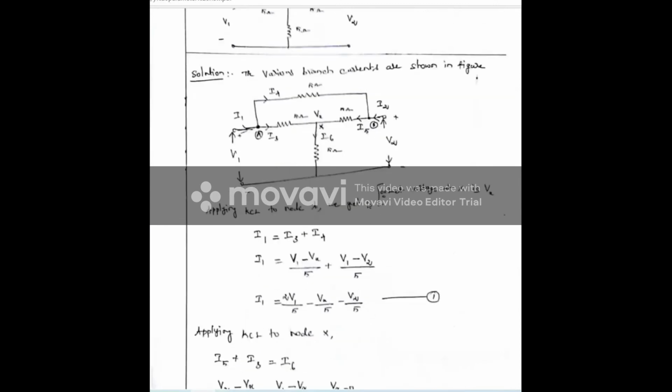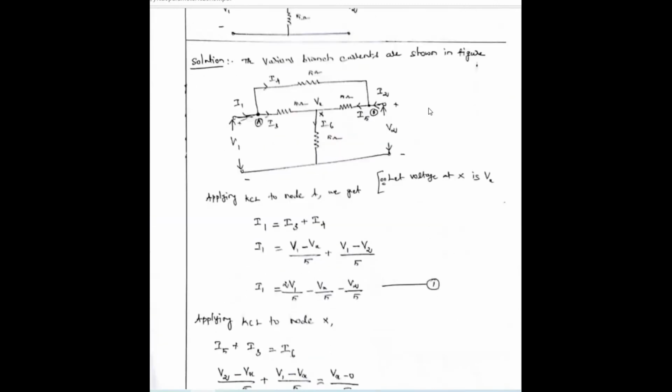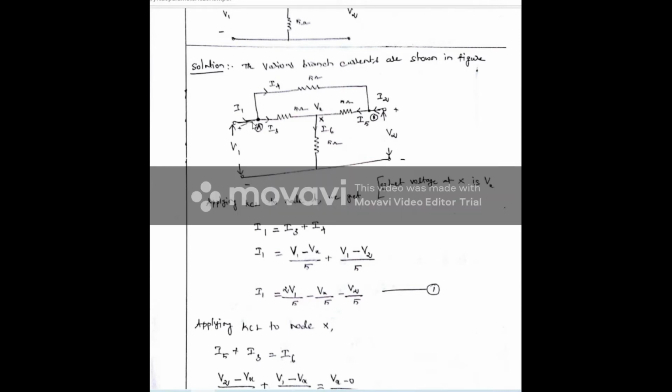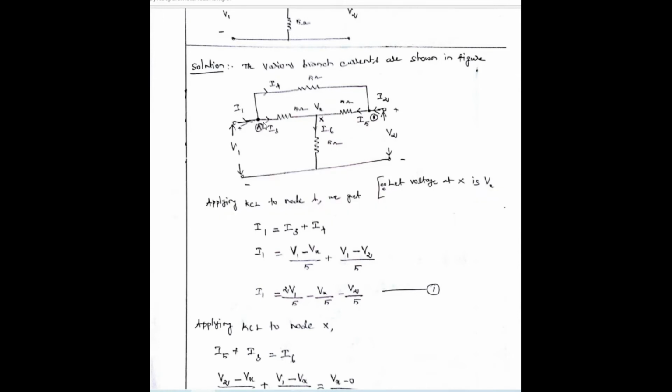First, we have to mark the branch currents. Here so many branches are there, so we have to mark the currents accordingly. Here I1 is the branch current, and this is the output current I2. Just consider there are 3 nodes. This is node A, this one is node B, and this is also one of the nodes. You just consider it as node X.